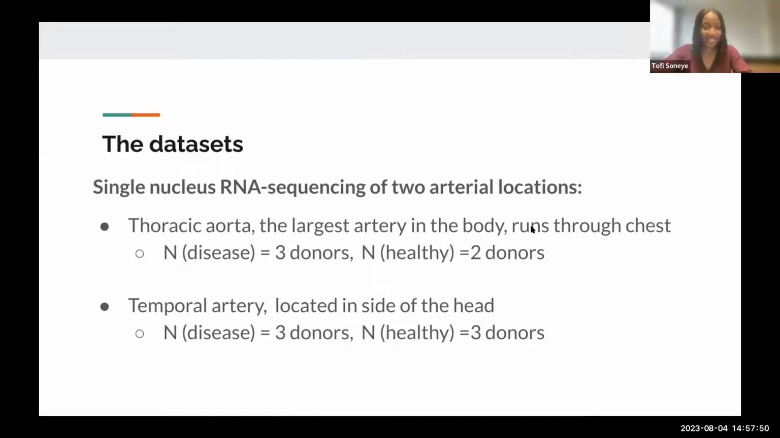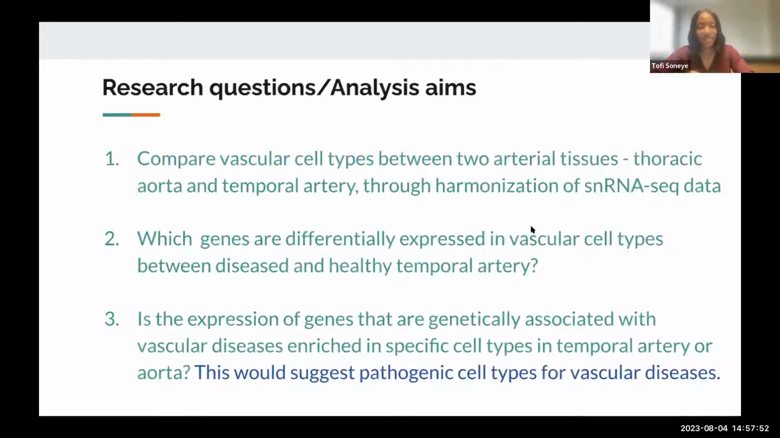So these are some of our research questions. And here in the aorta data set, we already had the gene markers, while the temporal artery data set was not annotated. Part of our analysis was understanding and using these gene markers to determine the cell types in the temporal artery data sets. So one of the preliminary questions was just to compare the two cell types and see the differences and similarities between them, especially using the harmonization of the single cell RNA data.